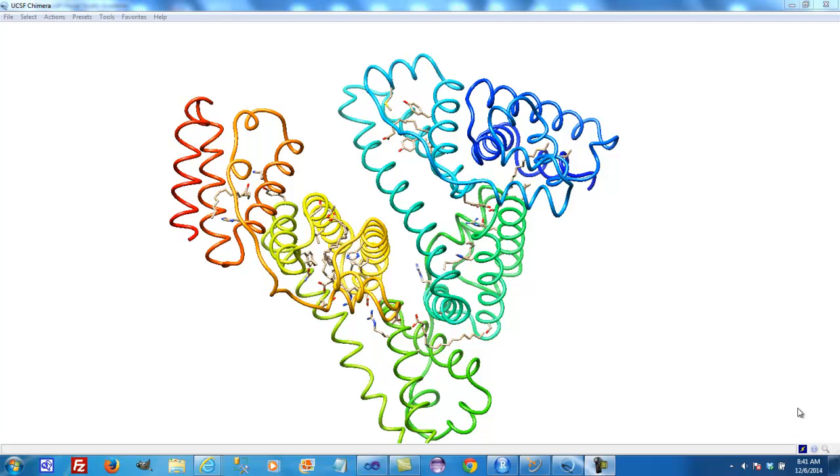Here is serum albumin. Serum albumin is a protein found in the plasma of blood. It constitutes 55% of the protein in blood, so it's the most commonly occurring protein. Serum albumin serves the function of regulating blood pressure to avoid leakage of blood into surrounding tissue.